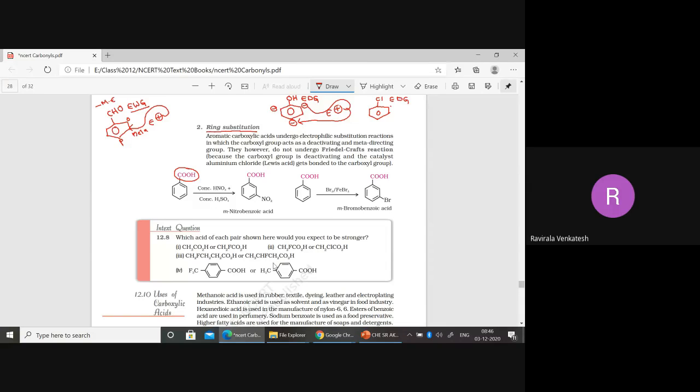Now we get a negative character at the ortho position and at the para position, again a negative character here. The electrophile attacks where, beta? At either the ortho or para position. Okay, but para is major, ortho is minor.